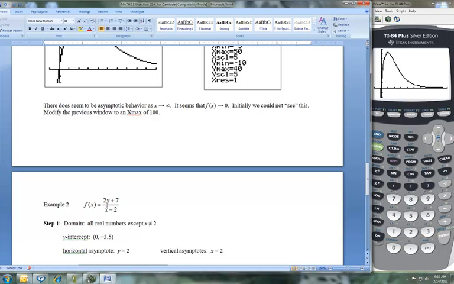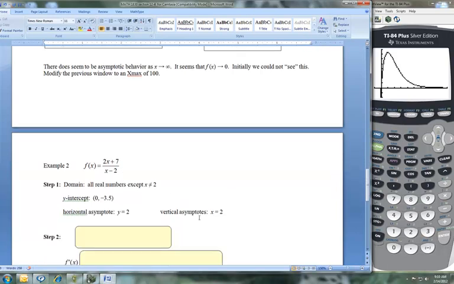Horizontal asymptote, remember you compare your exponents. Since they're the same, it'd be 2 over 1. So remember it's y equals 2. That's from your first test. My vertical asymptote, when you set your denominator equal to 0. So I've got this information.